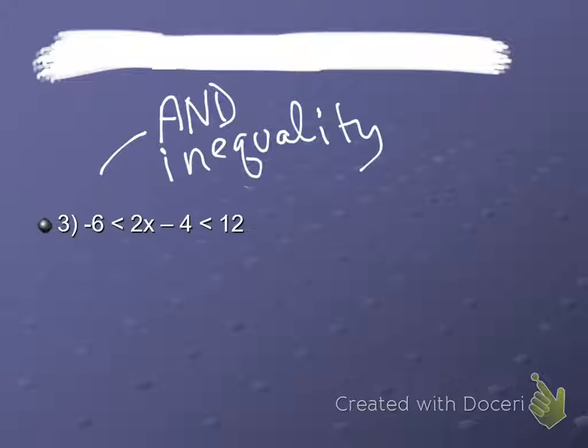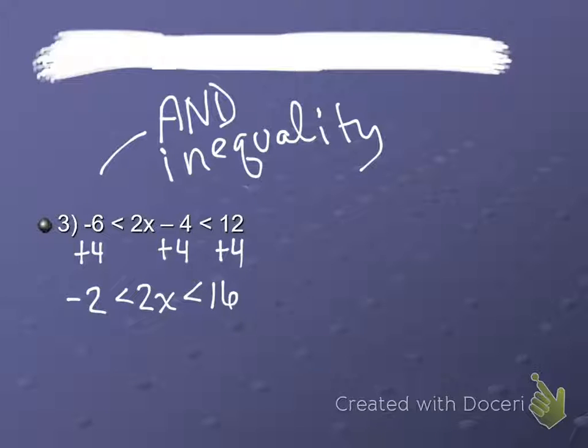So what that means is we have to add 4 in the middle. We have to do it on the left end and on the right end. That's how we keep it all even. You do it in the middle, you do it on both sides. When we do that, we are left with -2 is less than 2x is less than 16. So we copy down the whole thing, both sides included.